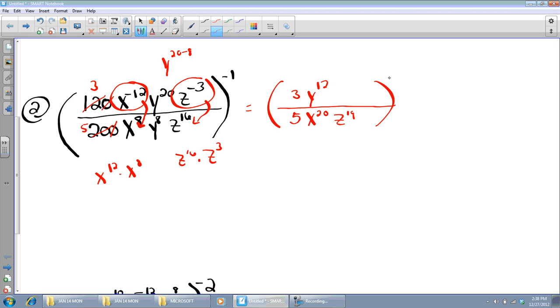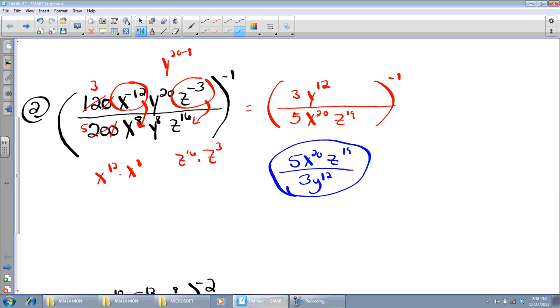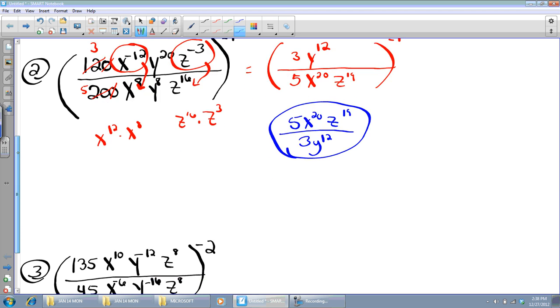That's all being raised to the -1st, which simply means I'll need the reciprocal of what's inside the quantity. So my final answer will be 5x to the 20th, z to the 19th, and that'll be over 3y to the 12th. And there you go. All right, we'll do one more example, and then that'll be the video for today.